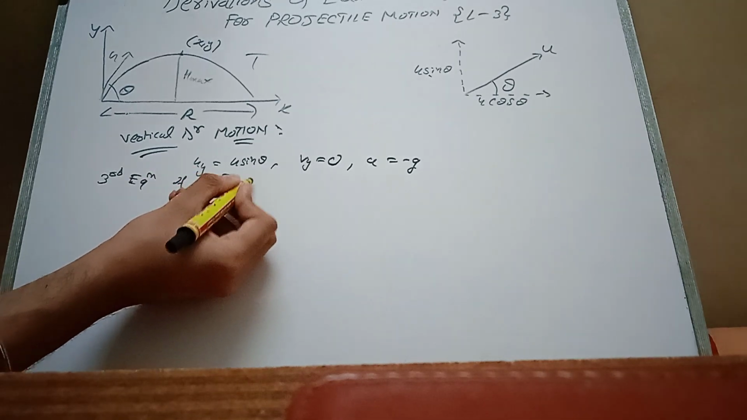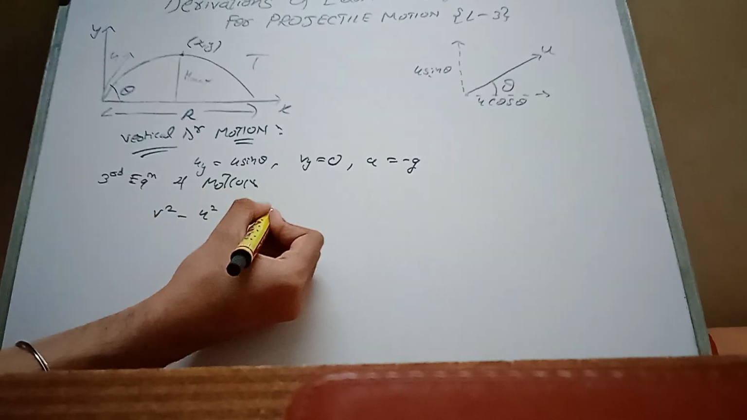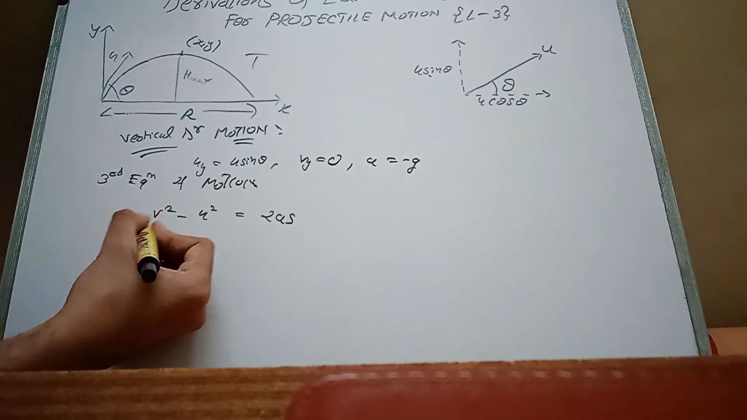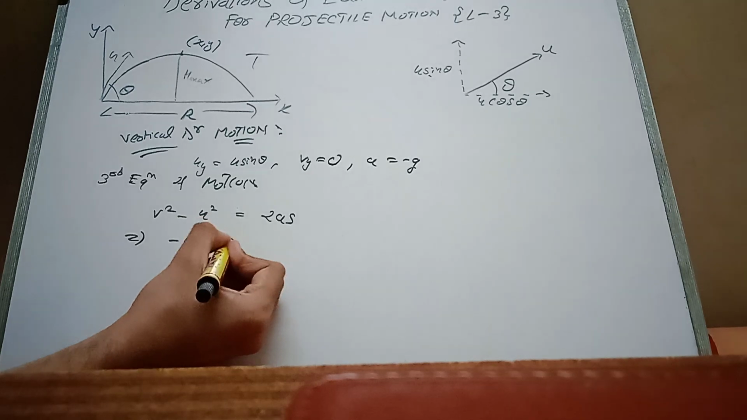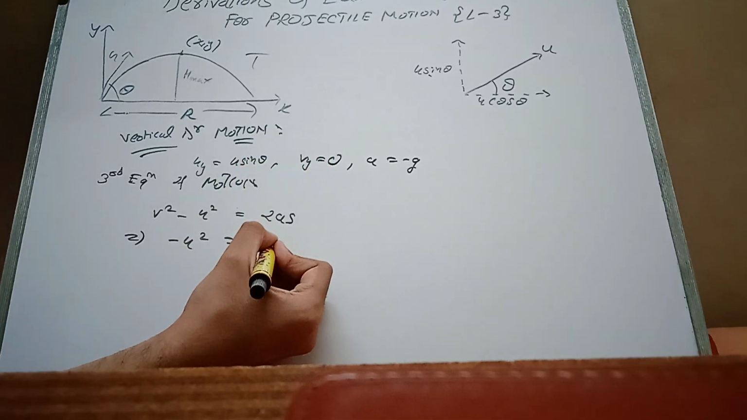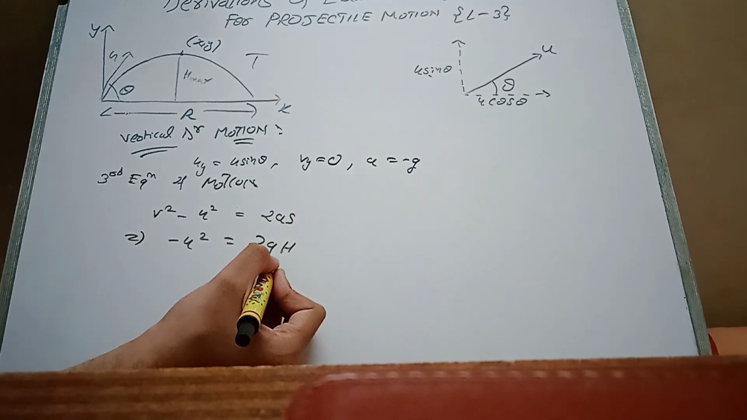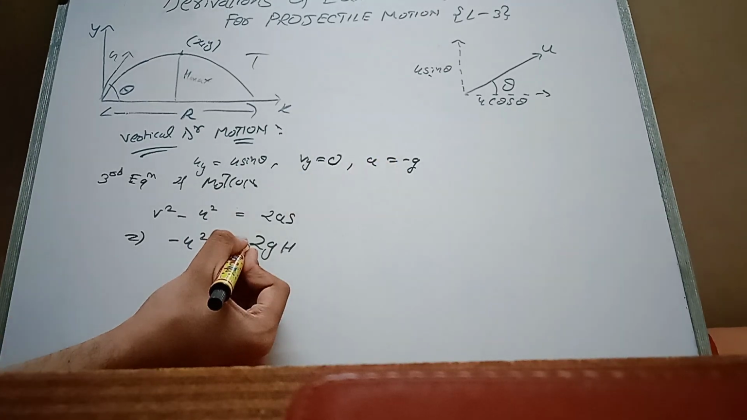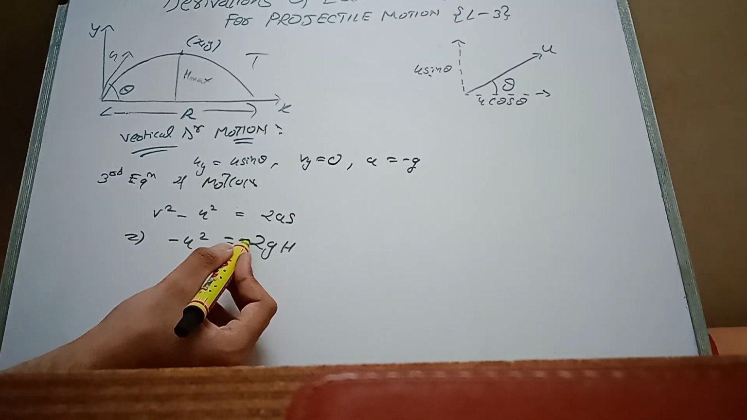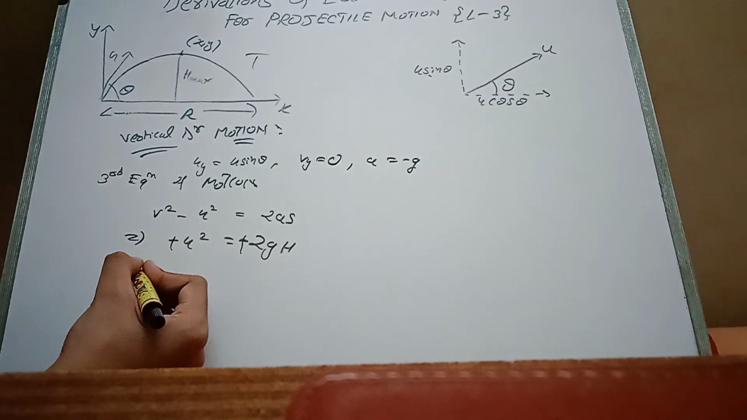So what are you doing? v square minus u square equals 2as. vy square, that is 0, not interested, minus u square equals 2g, and s is what? s is h, capital H. And remember that g is negative, so the negative sign comes here. Yes, 2 into minus g, so I took the minus outside. So minus and minus get cancelled.